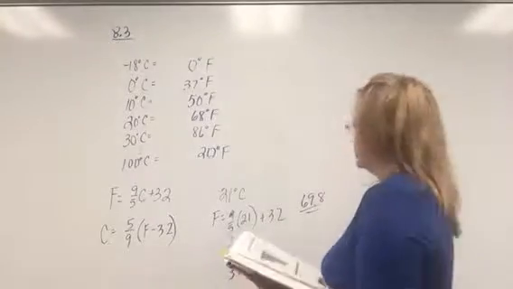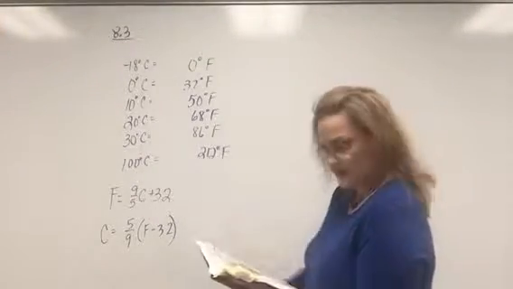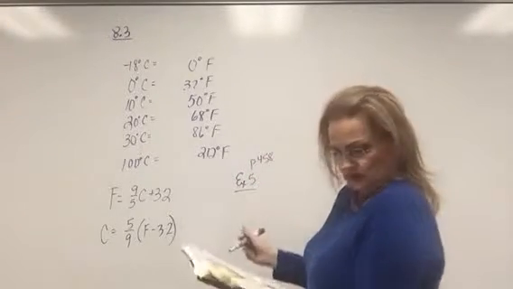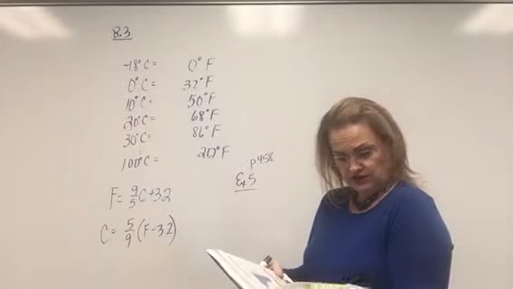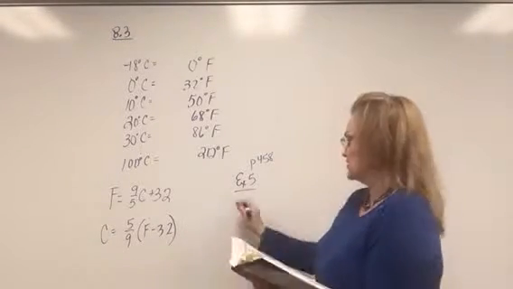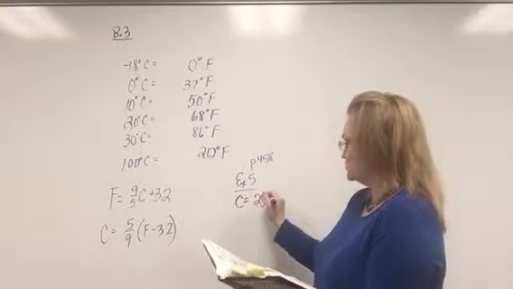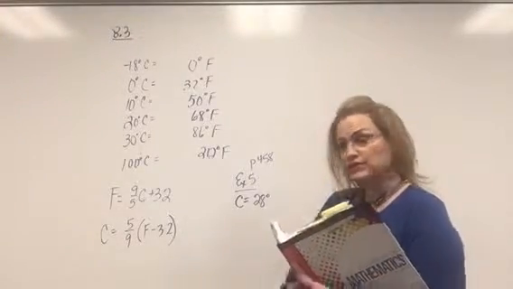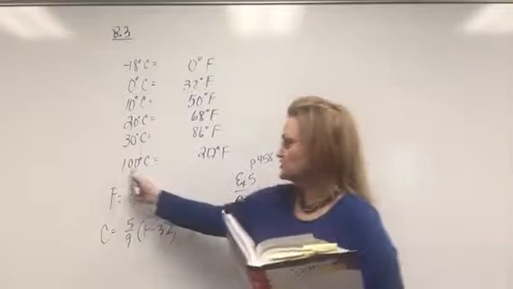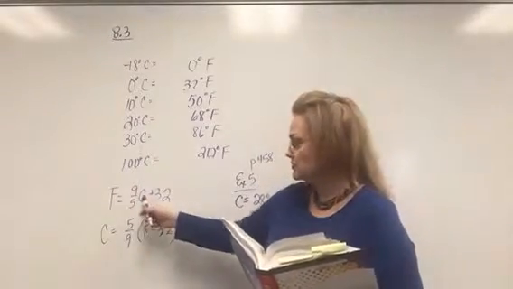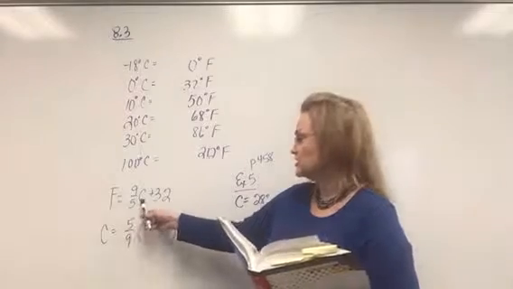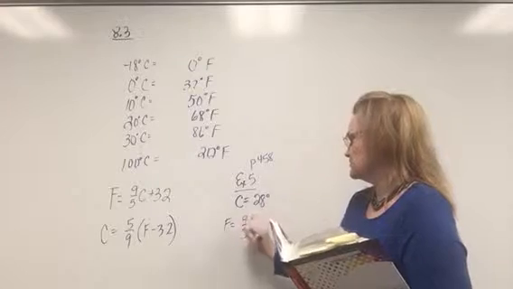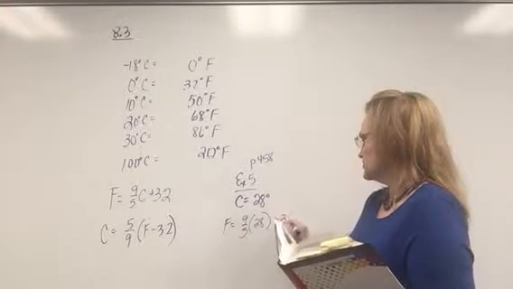On page 458, if you're following along, example 5. It says if the temperature outdoors is 28 degrees Celsius, what is that in Fahrenheit? So convert it. If we have C, we want to use this formula. Again, you can use either one, but this one will be arithmetic and you won't have to do the algebra. So plug in the 28 for C, and Fahrenheit will be 9/5 times 28, plus 32.